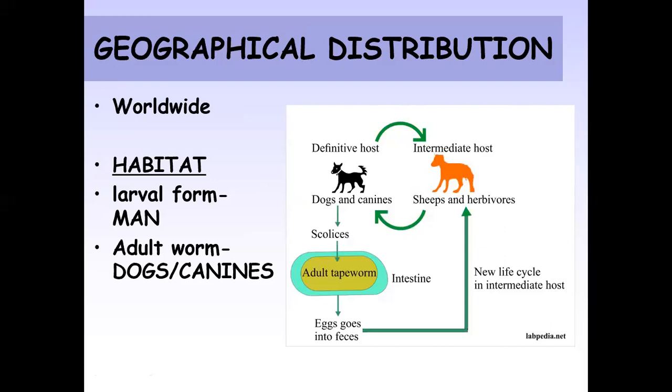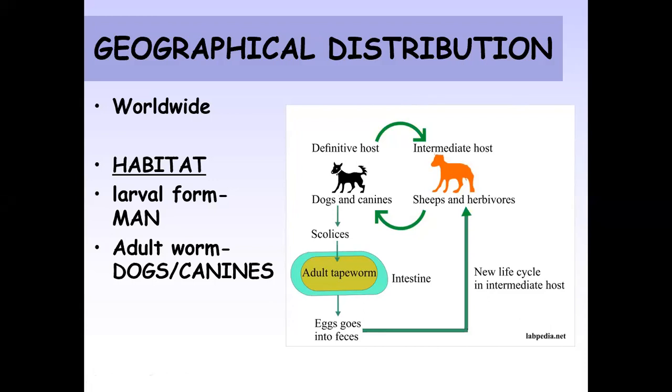Once the hydatid cyst is produced in man, it cannot proceed any further. In other animals, like the sheep and the goat, the cycle can continue, because when they die, the hydatid cyst can be eaten by the canines, and the adult worm is going to develop in them, and the cycle would be repeated. So the definitive hosts in case of echinococcus are the dogs and the canines, which take up the scolices. These are structures in the hydatid cyst, and we'll discuss them.